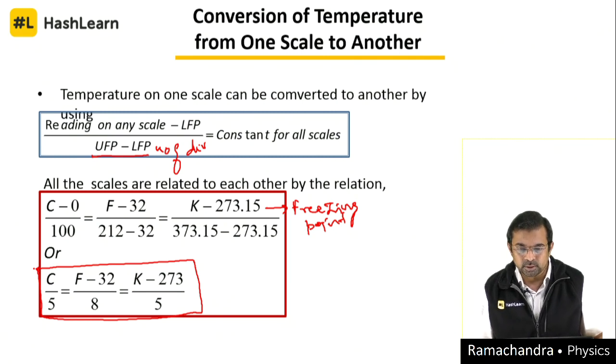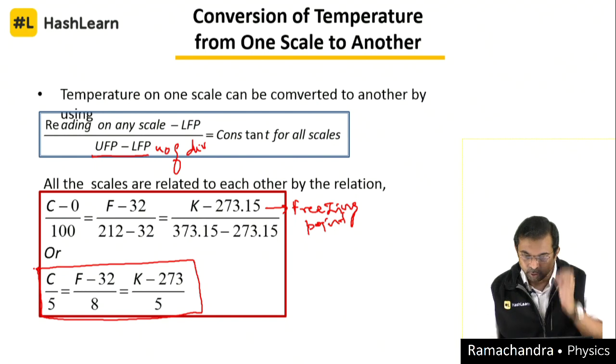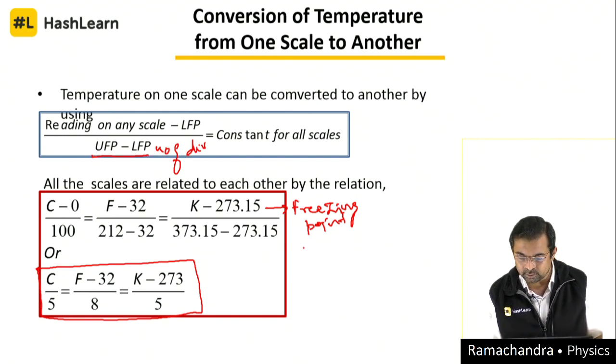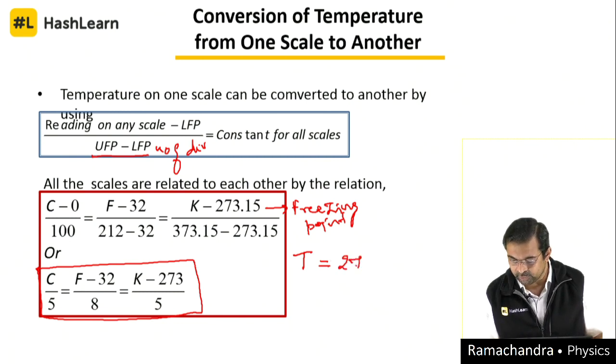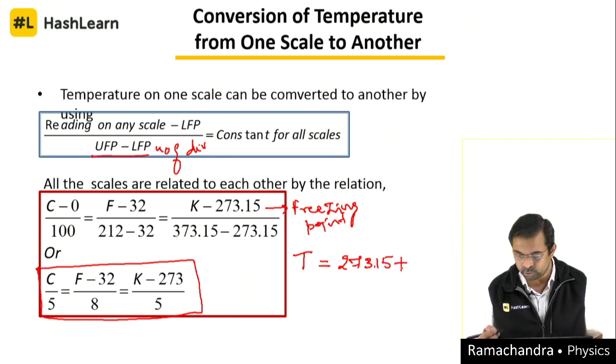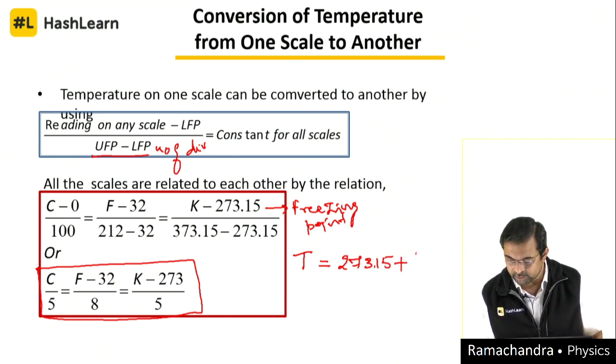Taking the freezing point of water to the boiling point of water as the standard, the scale is written. So the temperature on the Kelvin scale is 273.15, which is generally rounded off to 273, plus whatever the temperature is on the degree Celsius scale, that is T. So this is your absolute scale.